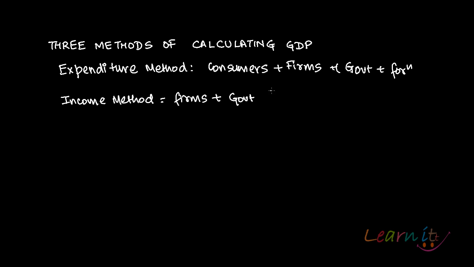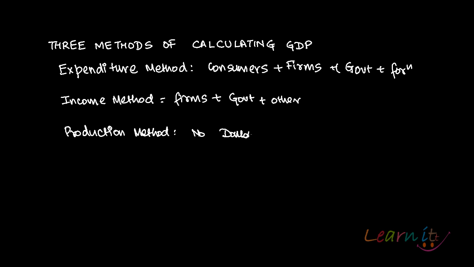And the other is the production method. So you add up the production of all newly produced goods and services in the economy. Note that you do not have to take up the intermediate consumption in this case. I'll just talk about each of them in a little more detail now.